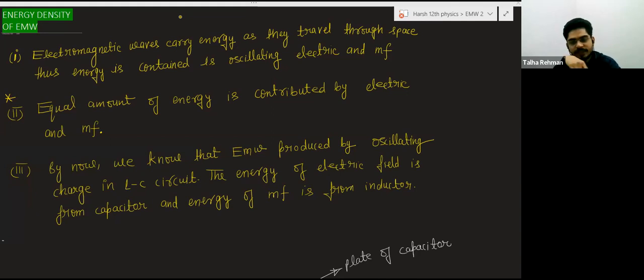And I have done both the derivations also. In electromagnetic induction, I have calculated the energy density for the inductor, and in the chapter on capacitors, I have done the derivation of the energy density for the capacitor. That is the energy density corresponding to the electric field.